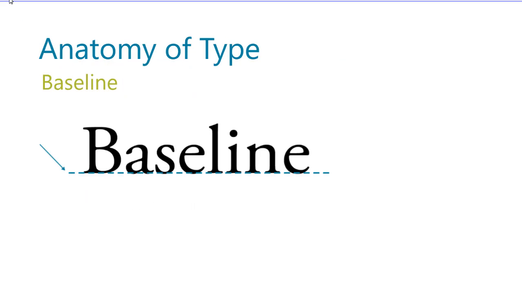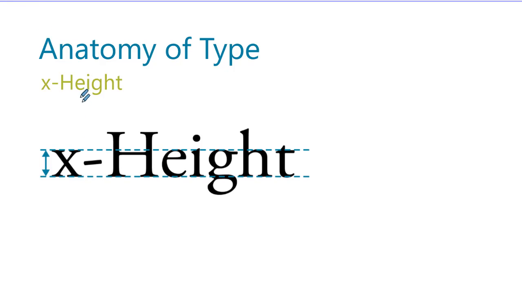So some of the most important features of the anatomy of type, I'm going to give about 8 of them here. We've got the baseline. That's where everything is measured from. That's the bottom of the word here, right? So that's the baseline. And then the X height is the height from the baseline to the top of lowercase letters.